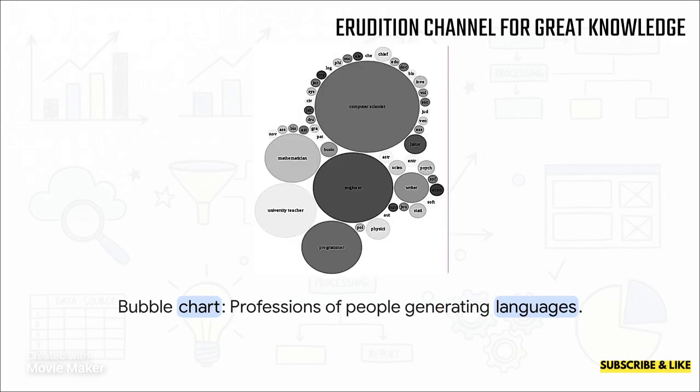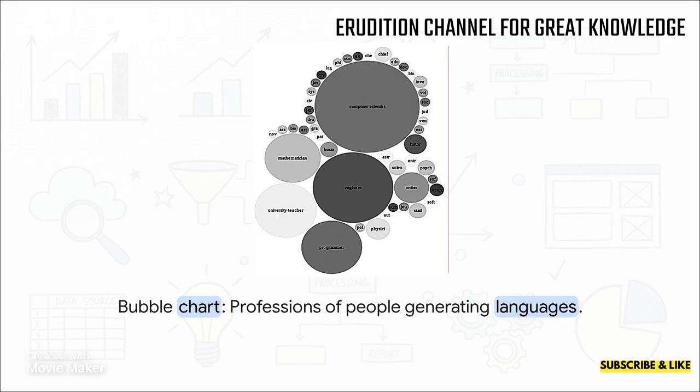And rounding out our graph section is the bubble chart. Think of this kind of like a scatter plot but leveled up. It aesthetically displays links between 3 or more variables. By varying the position, the size, and the color of the circles, you can pack a ton of information into one space. Like seeing the varying proportions of professions for people who generate programming languages.